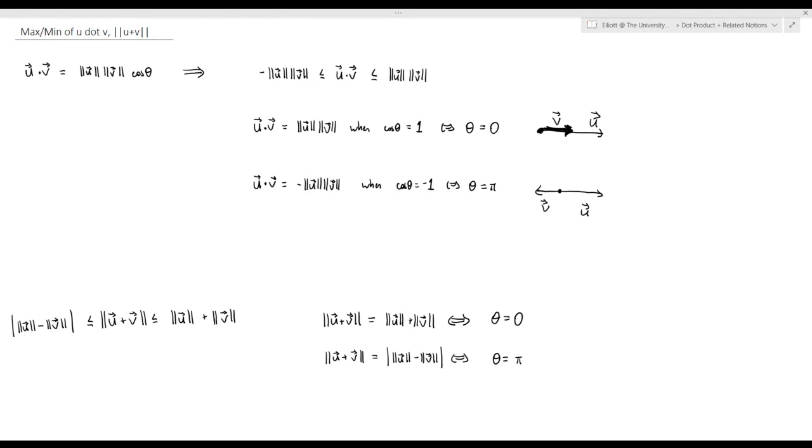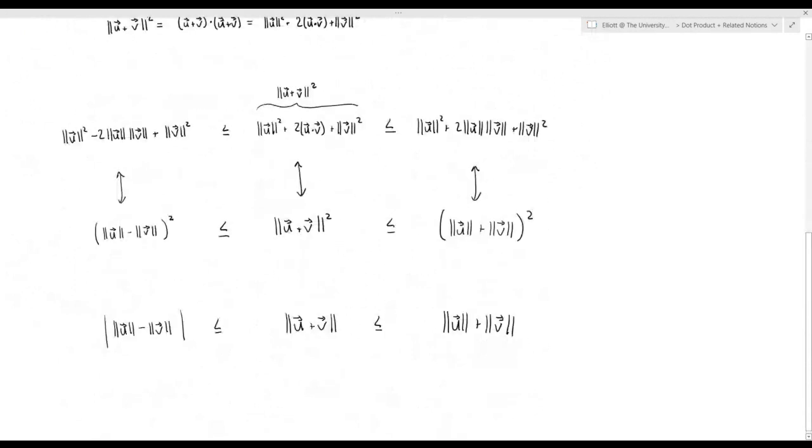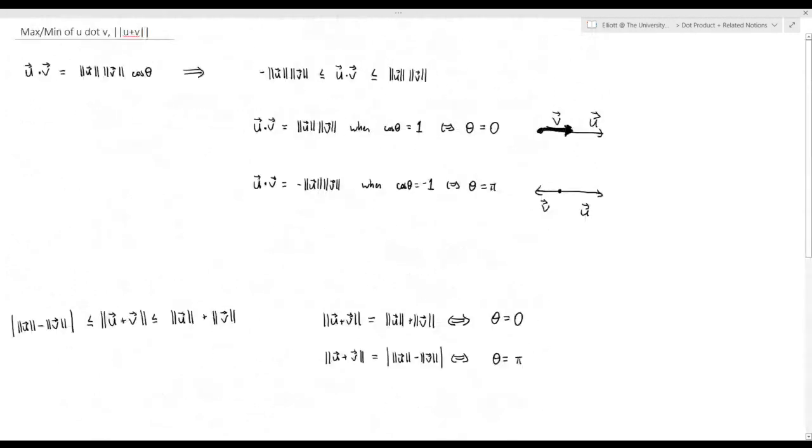So I also wanted to talk about the maximum and minimum values of u dot v, as well as the norm of u plus v. I wrote out a lot of stuff, but as I was writing it out, I was not sure if it would be good for me to actually go over all of it during the review.